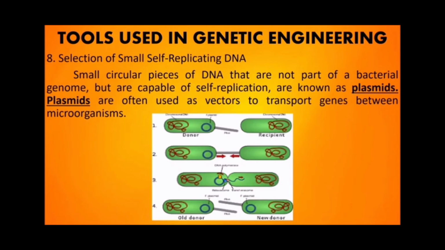The eighth tool used in genetic engineering is the selection of small self-replicating DNA. Small circular pieces of DNA that are not part of a bacterial genome but are capable of self-replication are known as plasmids. Plasmids are often used as vectors to transport genes between microorganisms, so they serve as the transport materials.